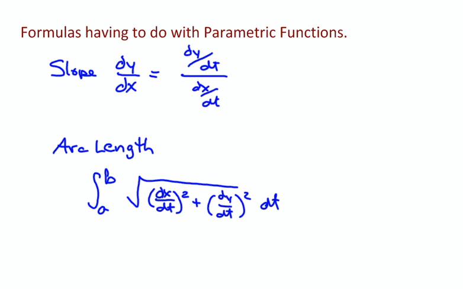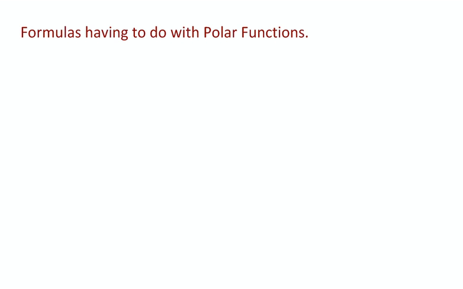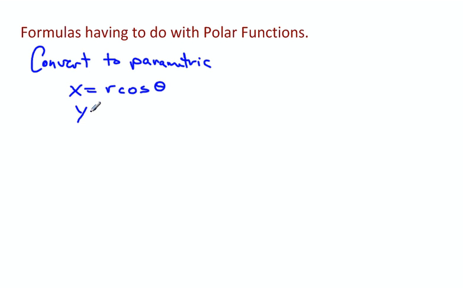All right, let's move on to formulas that have to do with polar functions that we should know. And in this case, the first thing we should be able to do is to convert to parametric. So remember that to convert to parametric, we said x equal to r cosine theta and y equal to r sine theta. Remember, r is a function of theta.